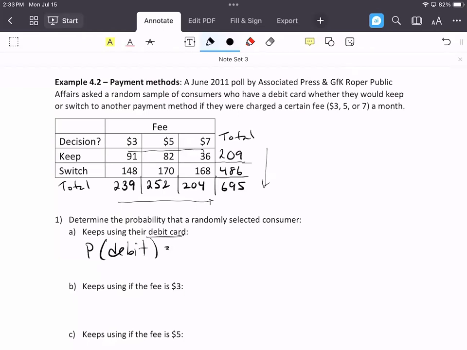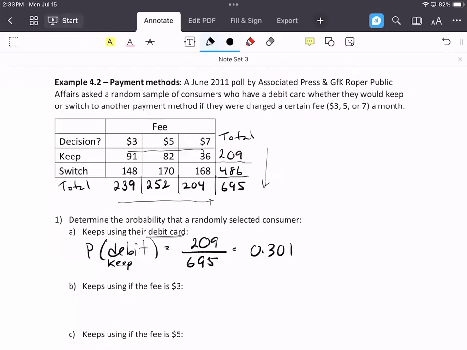So that probability is out of the 695. What's the probability they keep using, or how many keep using their debit card? And that's 209. And you end up with 0.301. So they keep using their debit card. You could do probability keep debit, something like that, that makes it clear what probability you're finding.